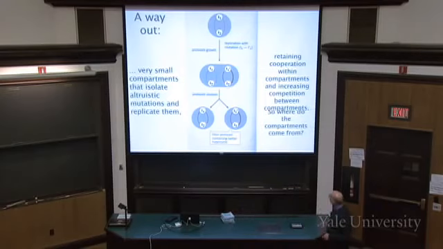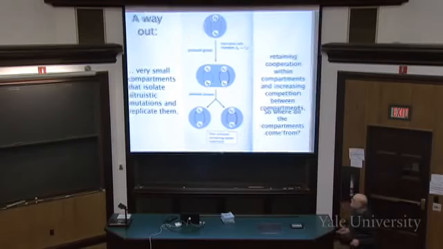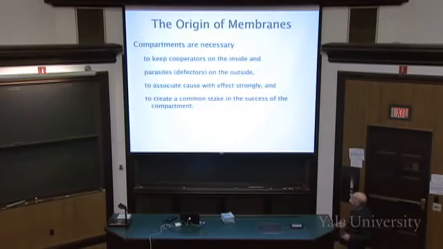That's not so easy. You've got to get the compartments, and there are some issues about the compartments. You need them so that you can keep the cooperators on the inside, and you can put the parasites, the defectors, on the outside, so you can keep the guys that you like and you want to work with in there with you, and you can tell the other guys to go away.